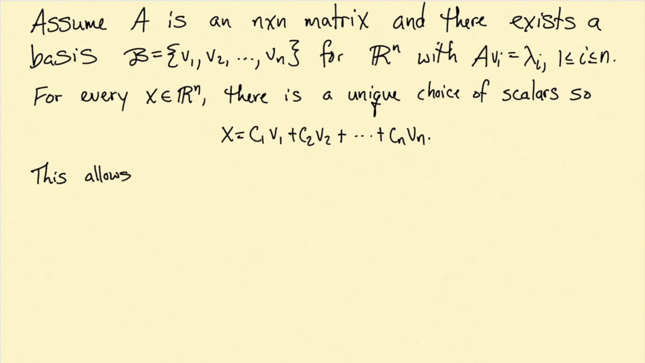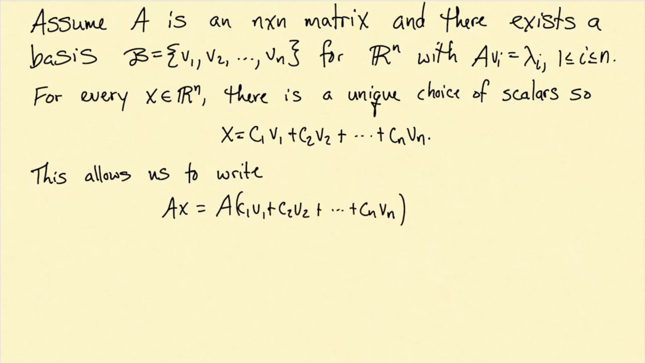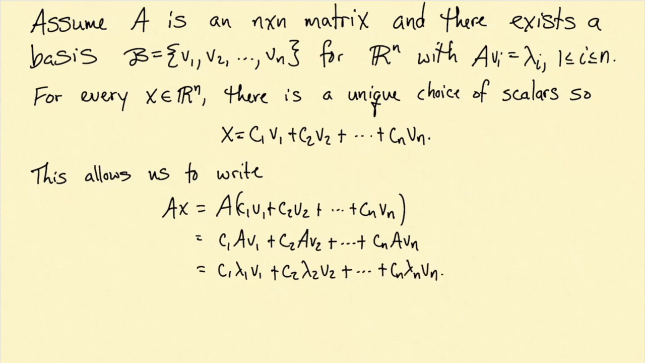Namely, if we take the product Ax, then we can use linearity and the fact that each of these vectors is an eigenvector for A to see that Ax is c1 lambda 1 v1 plus c2 lambda 2 v2 plus etc. plus cn lambda n vn. That is to say, A takes in as input any linear combination of the basis elements and also outputs a linear combination of those basis elements in a very predictable way.